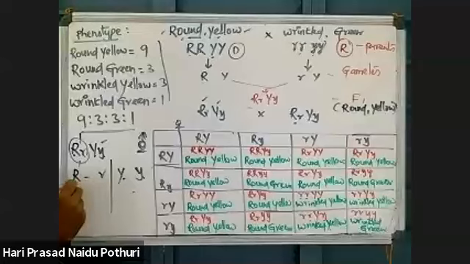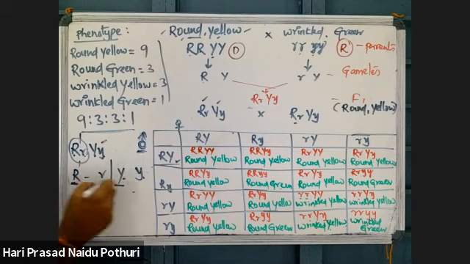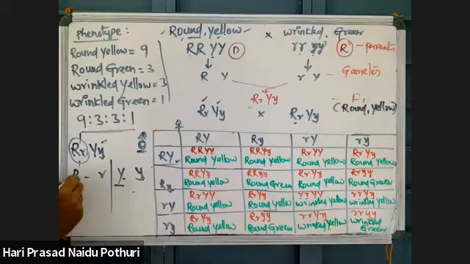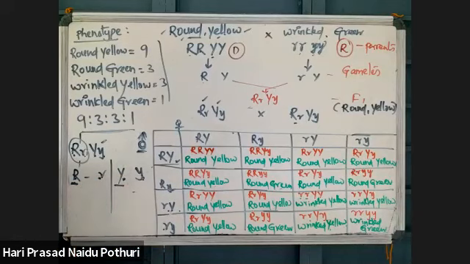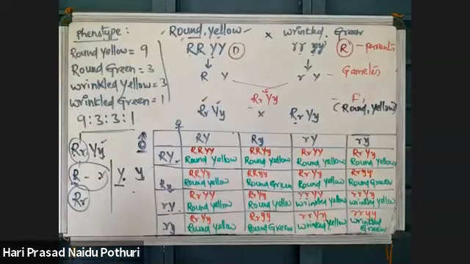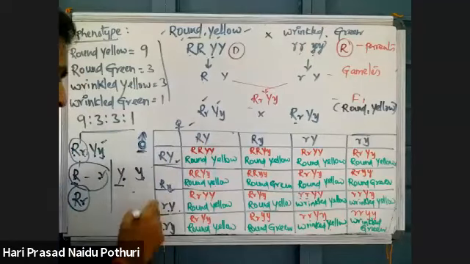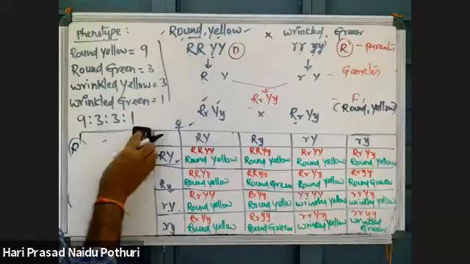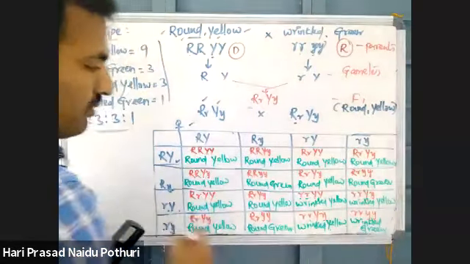So during gamete formation, what will form? If this allele combines with this, then this gamete is formed. And this combining with this gives this gamete. This allele combines and will give this gamete. The capital R, small r gamete will not form here. Like that, four different kinds of gametes are produced. These are gametes of the female parent, and these are gametes of the male parent. Upon fusion of the gametes, these combinations are possible.